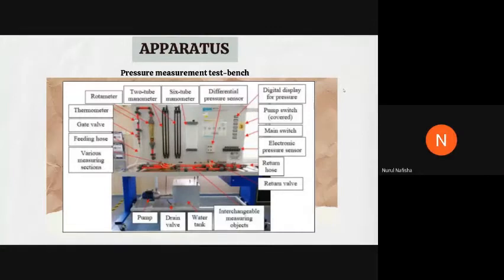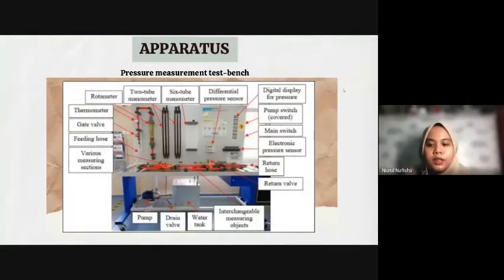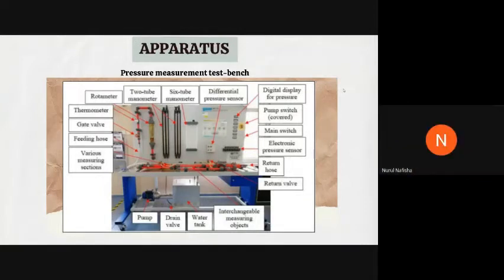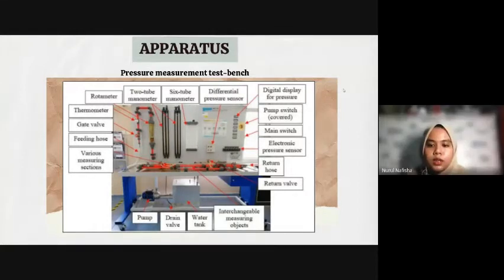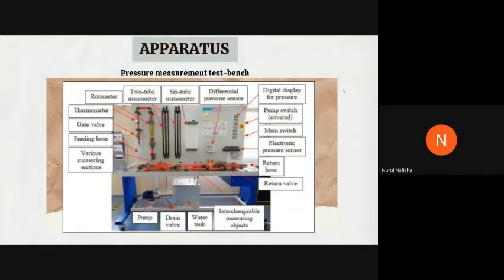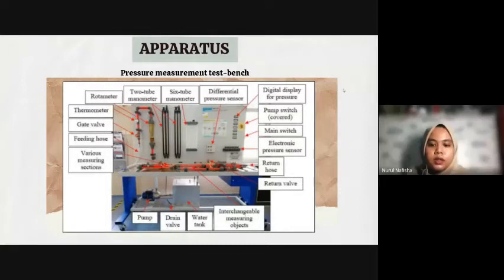Now I'm going to continue with the apparatus for this experiment. The apparatus used to carry out the experiment is a pressure measurement test bench, which consists of a rotameter, thermometer, gate valve, feeding hose, measuring sections, 2 tube manometer, 6 tube manometer, differential pressure sensor, meter display operator, pump switch, cover switch, electronic pressure sensor, return hose, return valve, interchangeable measurement graph, and also a pump.